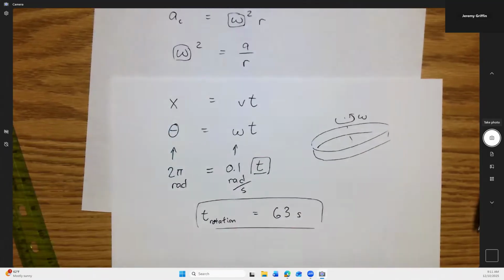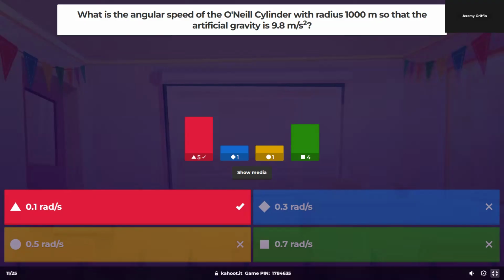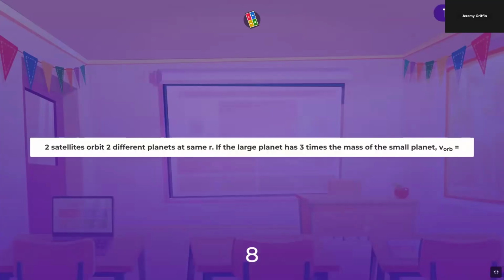There you go. Isn't she like 9? Alright, Tristan, Nathaniel, Logan, Justin, Lily. Okay, come on. Make me.